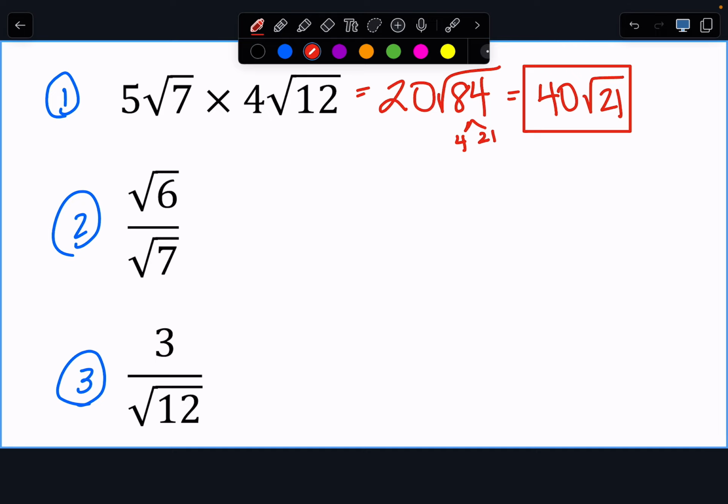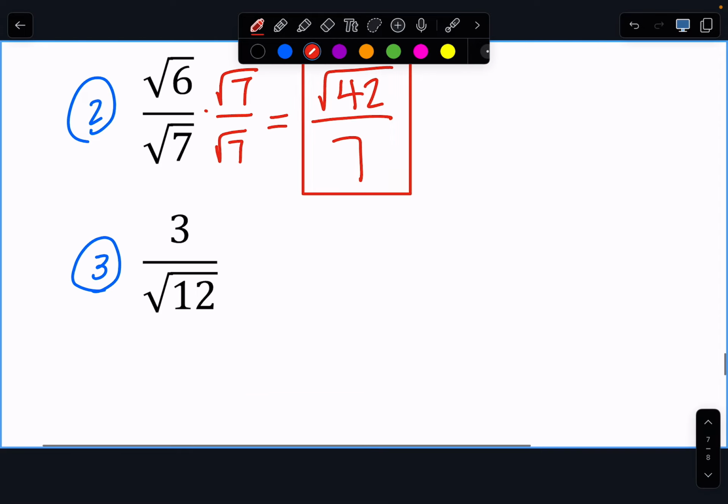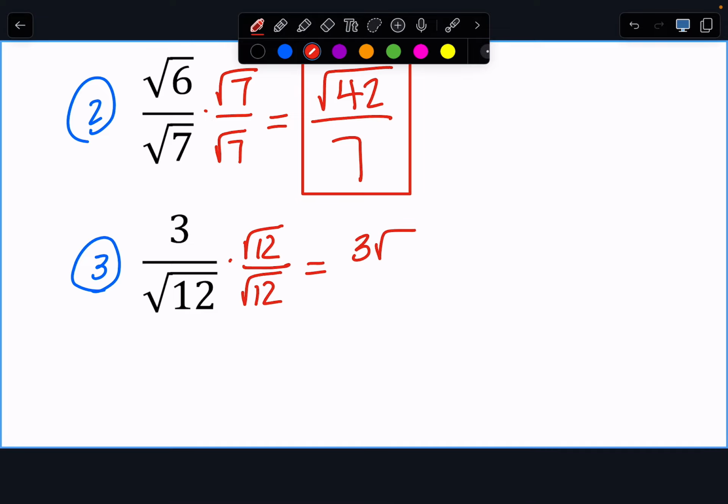Okay. Number 2. Did you multiply numerator and denominator by radical 7? Yes. So you have square root 42 over 7. Yes. Done. Oh, that's it? I thought you said, how could you simplify that? No way. There's no chance. Now, in number 3, did you multiply numerator and denominator by root 12? So you have 3 square root 12 over 12.